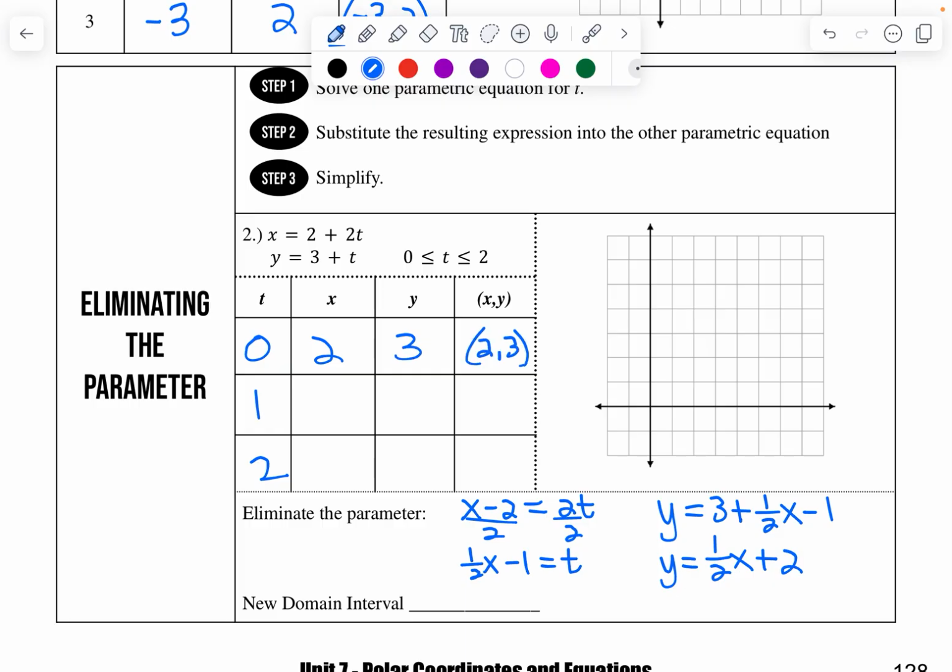If I plug in 1, 2 times 1 is 2, plus 2 is 4. If I plug 1 into the y equation, 3 plus 1 gives us 4, so we have the coordinate pair 4, 4. If I plug in 2, 2 times 2 is 4, plus 2 is 6. 3 plus 2 is 5, so we've got 6, 5. All right, so we can go ahead and plot those: 2, 3; 4, 4; and then 6 is up at 5. Here's our path.